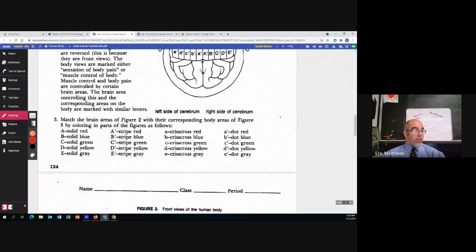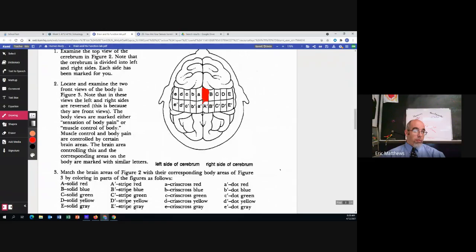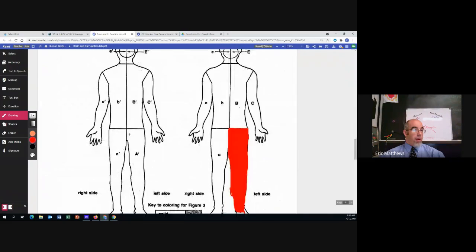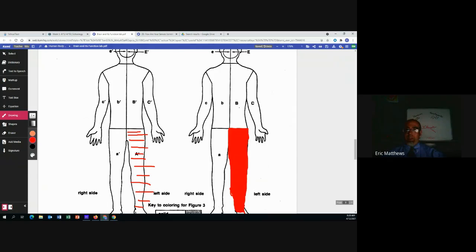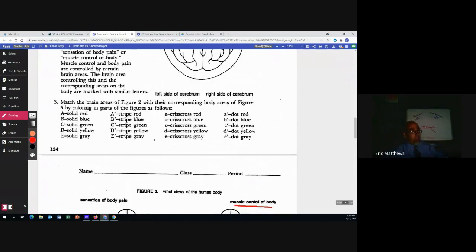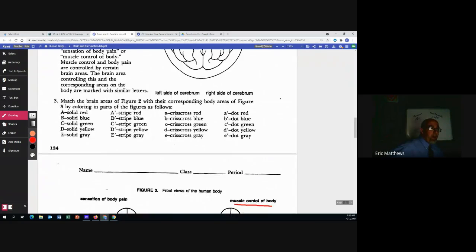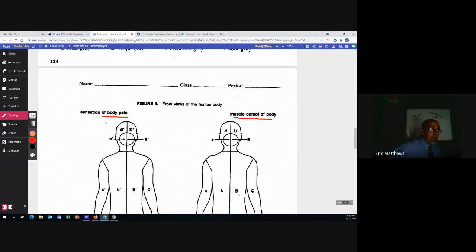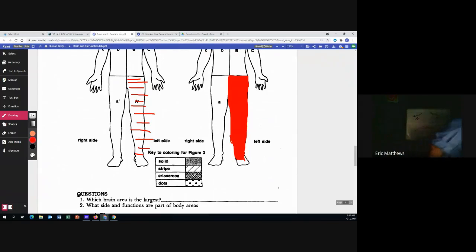So left leg muscle control is at capital A. Then we move on to the next one. Capital A prime with that little dash gets striped red. Put some stripes in here. And then we come down here. Capital A prime. There it is. So we do some stripes, some very bad stripes. All right. So now that we have that, there go the lights. We can scroll back up and we can see that capital A prime is body pain, and in this case, once again, in the left leg.